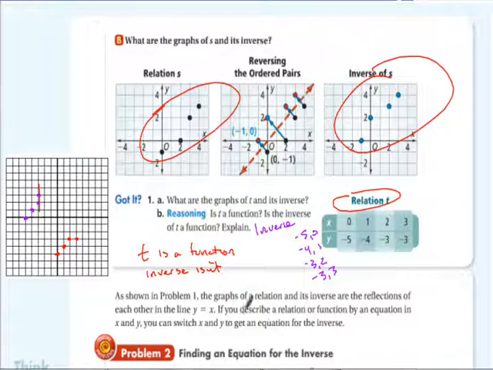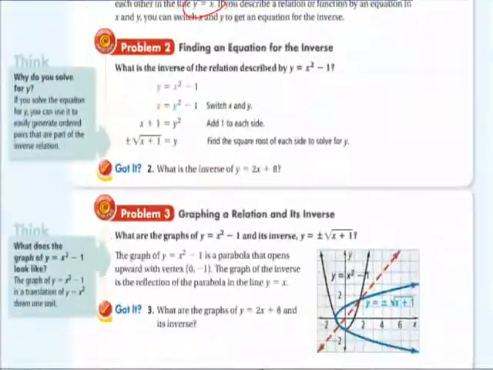As shown in problem 1, the graphs of a relation and its inverse are the reflections of each other in the line y equals x. That's what we talked about right here. If you describe a relation or function by an equation in x and y, you can switch x and y to get an equation for the inverse. So here's what that means.